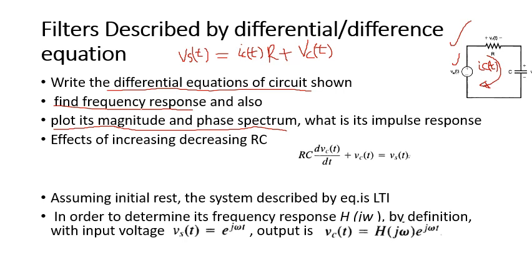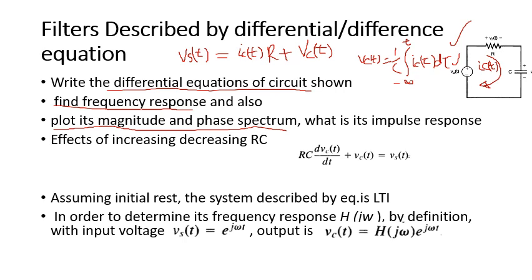Now what is the value of the current? You understand in case of a capacitor, the voltage v_C(t) equals 1 over C times the integration from minus infinity to t of i_C(tau) d tau.